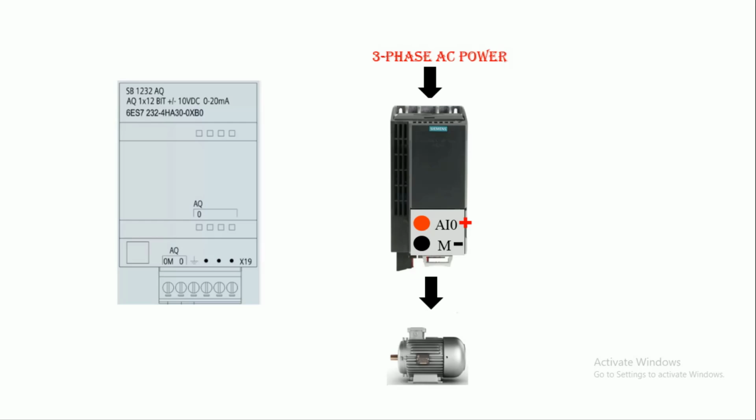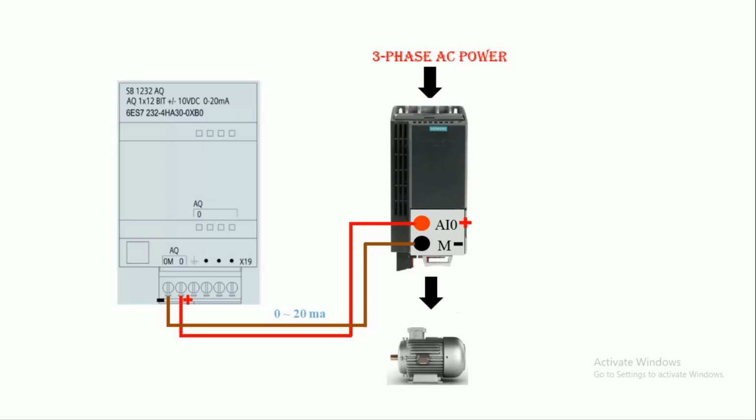So go to the connection terminals for VFD input and wire the positive signal from your VFD input to the PLC AQ0 terminal. Now wire the negative signal or ground from your VFD input to the PLC AQ0M terminal. Here we will select 0 to 20 milliamps as the control signal for VFD input, which will govern the VFD output frequency. So in the step of PLC programming, we will configure the PLC analog output to provide a 0 to 20 milliamps DC signal.